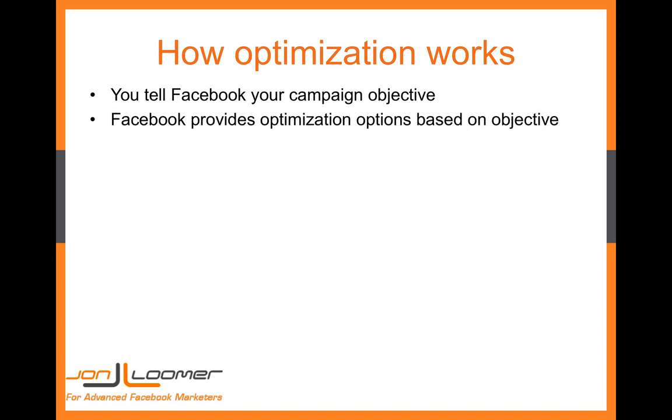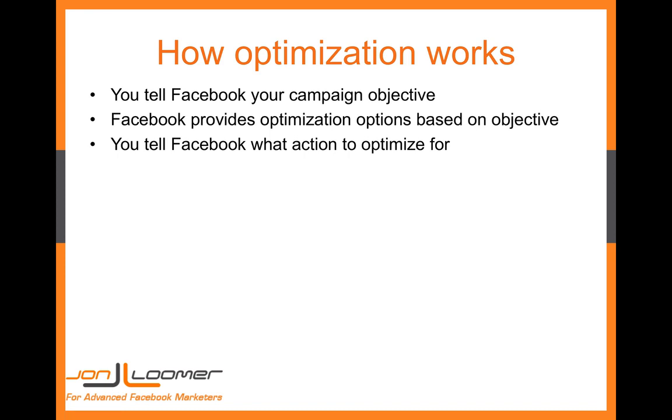So your objective determines that. If you say your objective is to drive more traffic, they will not provide a conversions optimization option in your ad set. So Facebook is trying to simplify this for you to make it as easy as possible. So different campaign objectives will have different optimization options. And then you tell Facebook what action it is you want Facebook to optimize for.